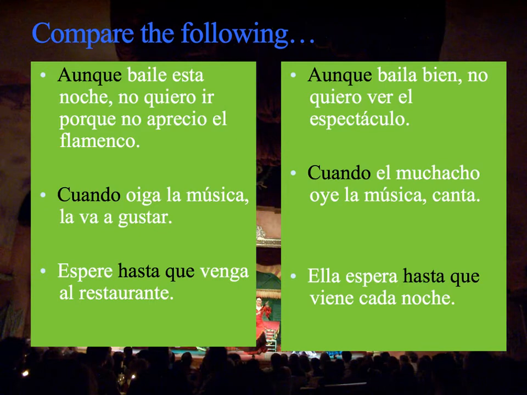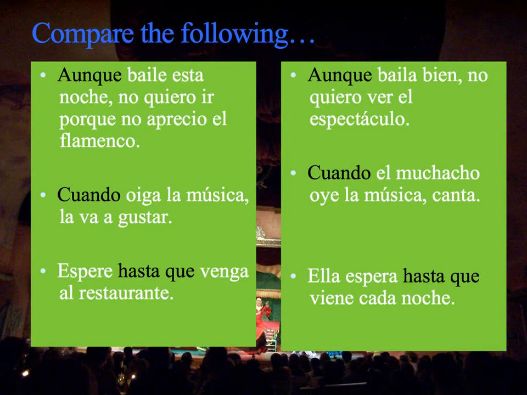Here are some examples side by side. If I look at the subjunctive, aunque baile esta noche, no quiero ir porque no aprecio el flamenco. Looking at baile in the subjunctive mood after aunque, I would translate something like this: although he's dancing tonight, I don't want to go because I don't appreciate flamenco.